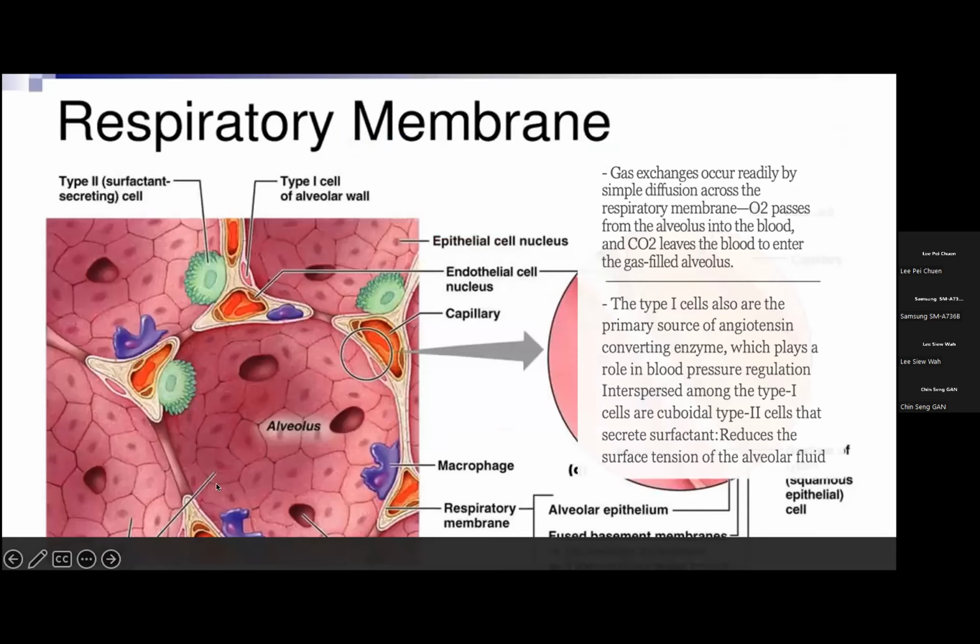So gas exchange occurs readily by simple diffusion based on the pressure gradients. The red one is a type 1 alveolar cell, which is a primary precursor of our angiotensin converting enzyme, whereas the green type 2 cells are very important cells that produce surfactant.